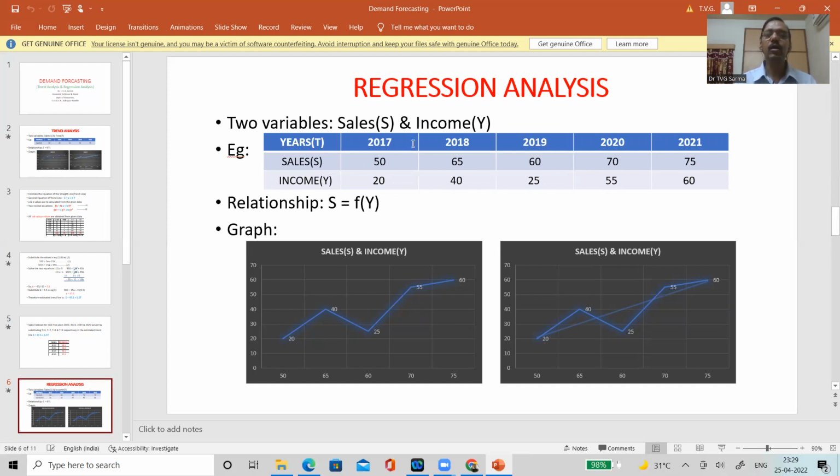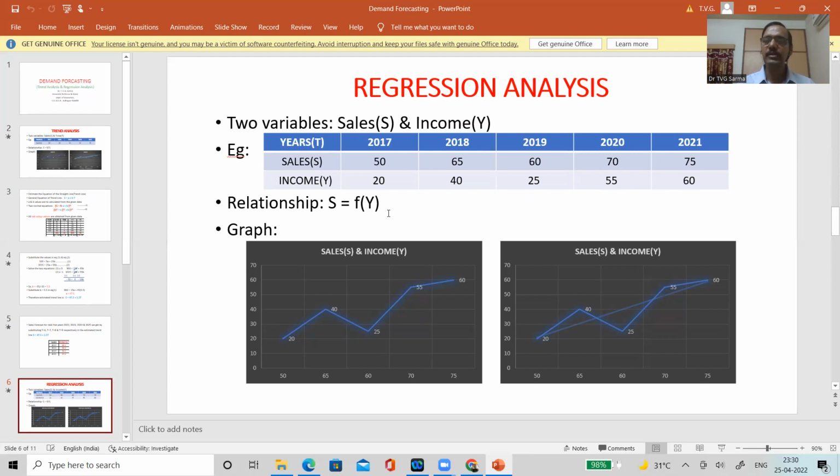And years are just for reference sake, but we want to study whether there is any relationship between sales and income. And if there is a sales and income relationship, then at a given level of income, can I forecast the sales in the future years? So here again, 17 to 21 data is given, and the relationship to be studied is that sales is a function of income.